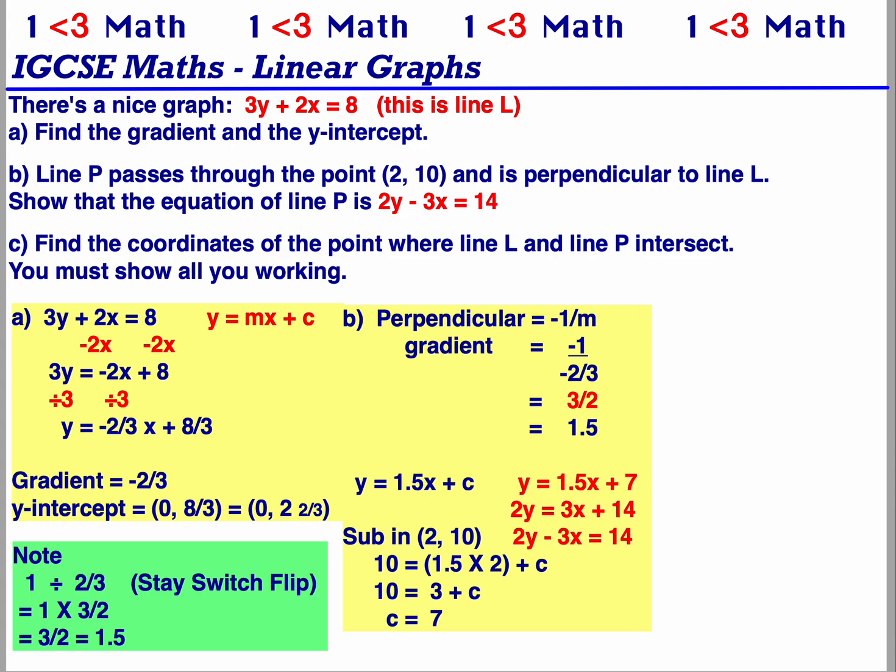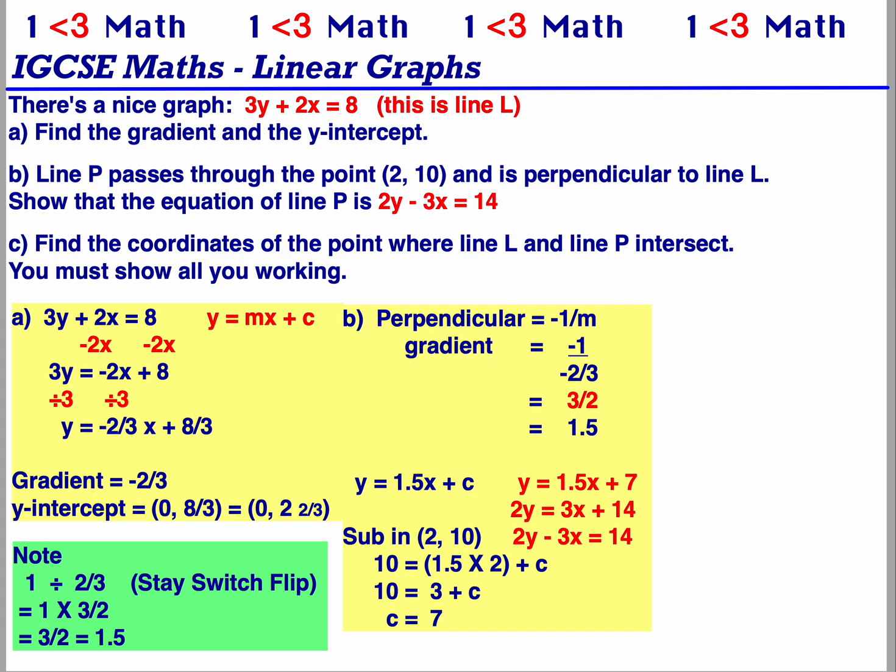Then I need to do a bit of rearranging so it's the same as the equation in the question. If I've got y equals 1.5x plus 7, I can times everything by 2. So I've got 2y equals 3x plus 14. As you can see on question B, it's minus 3x. So I'm going to bring the 3x to the other side by taking it away from both sides. So then I've got 2y minus 3x equals 14. And you've now shown that the equation of line P is 2y minus 3x equals 14.